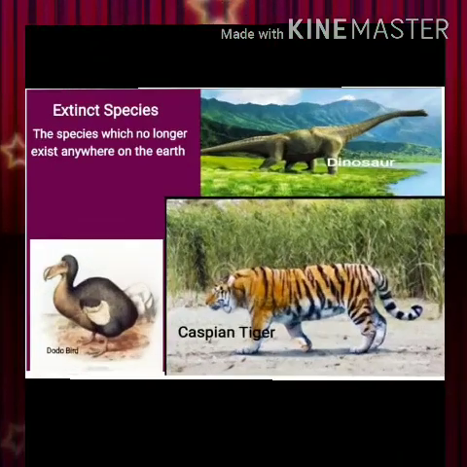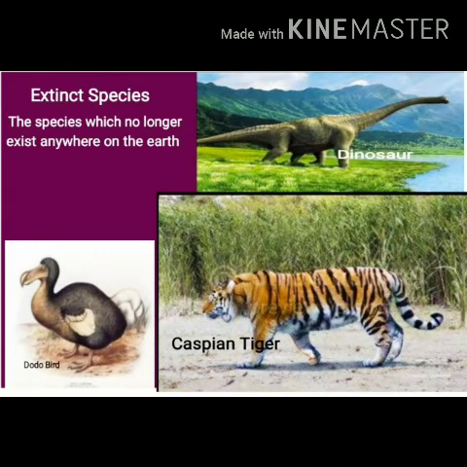Next, we will learn about extinct species. Extinct species are such species which no longer exist anywhere on the earth. Okay, such species which have died out completely, whose members have all died off. Okay, it means we won't be able to find any member alive, and such species are termed as extinct species.